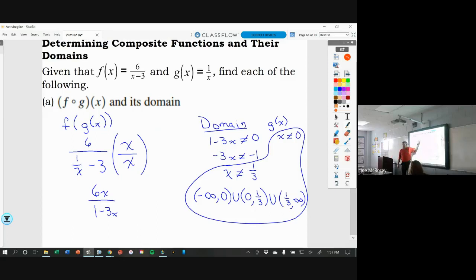So x can be 3. Can x be 3? No, this x can't be 3. F of x can't be 3. But doesn't 3 fall in right here? Yes. So 3 works for this composition, but it doesn't work for this. What happens if you plug in 1/3 right here? What is 1 divided by 1/3? 3. That's why it doesn't work over here.